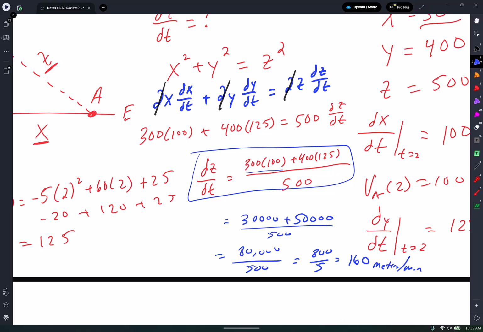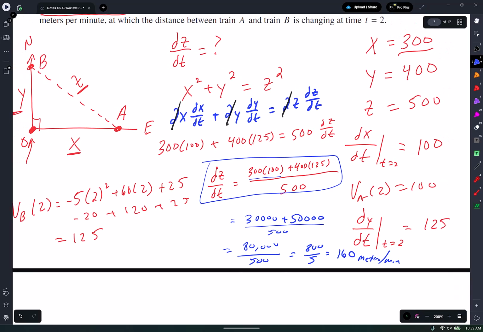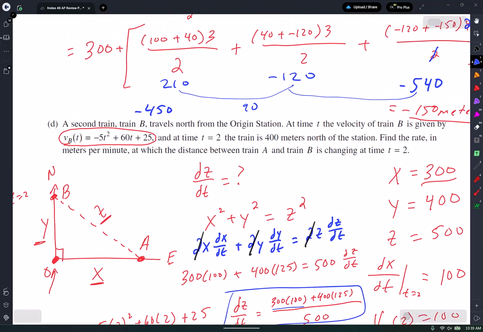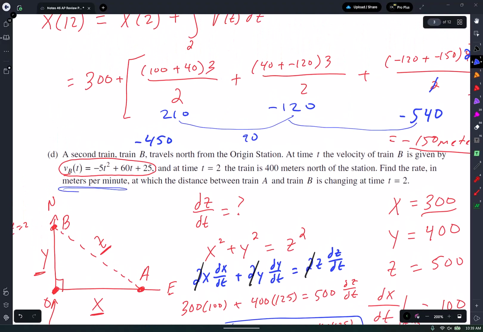I can see why a lot of kids only got 2 points on this one. Why is it meters per minute? Because everything else was in meters per minute. This is in meters. See right there, meters per minute.